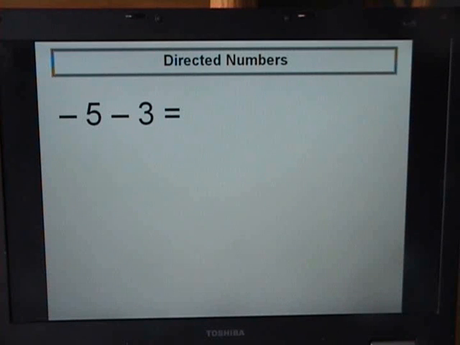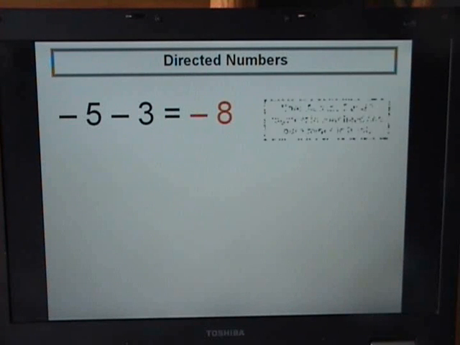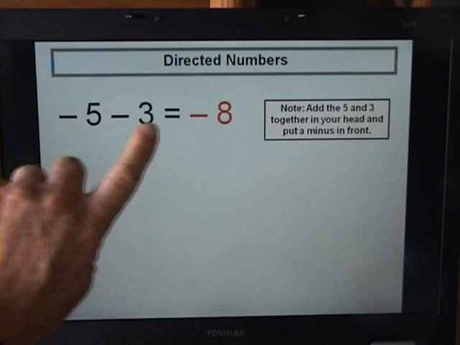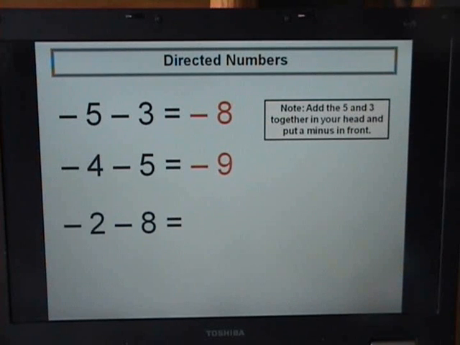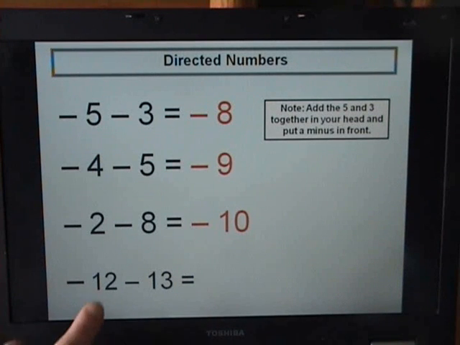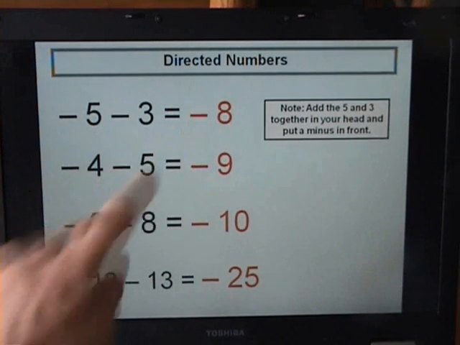Negative 5 take 3, negative 8. Notice again, if I put the 5 and 3 together, it comes up with 8. I'm taking them both, so I must be taking 8. Negative 4 take 5. The answer is negative 9. Negative 2 take 8. The answer is negative 10. And negative 12 take 13. Again, put the 12 and 13 together in your head, make 25. You're taking them both away, you're taking 25. Notice 2 minuses here still end up as a minus.